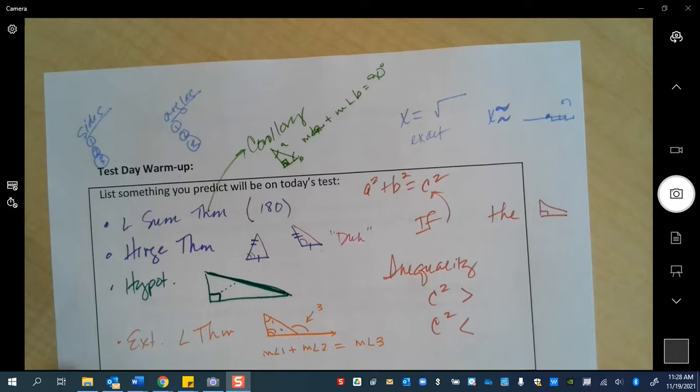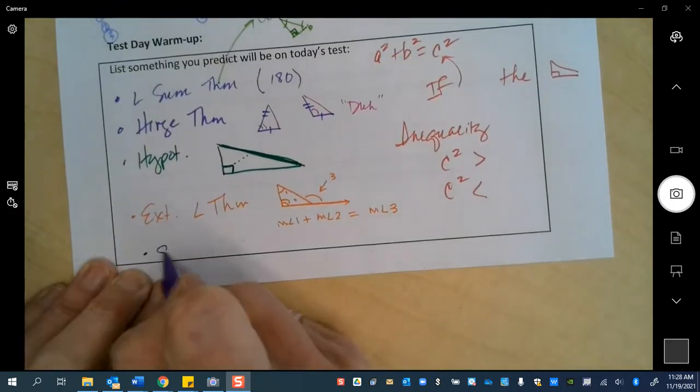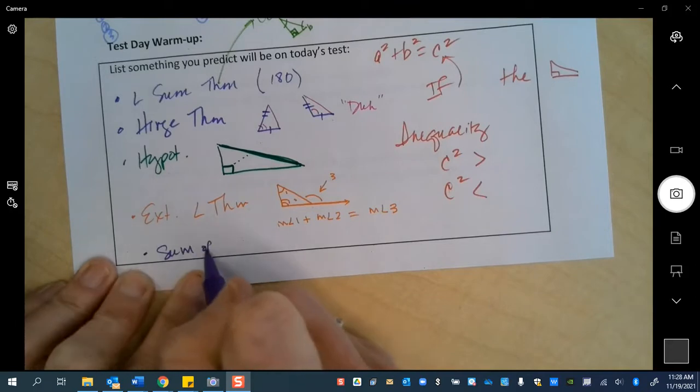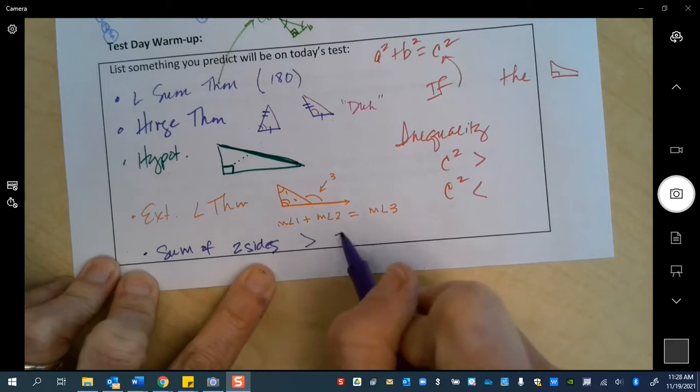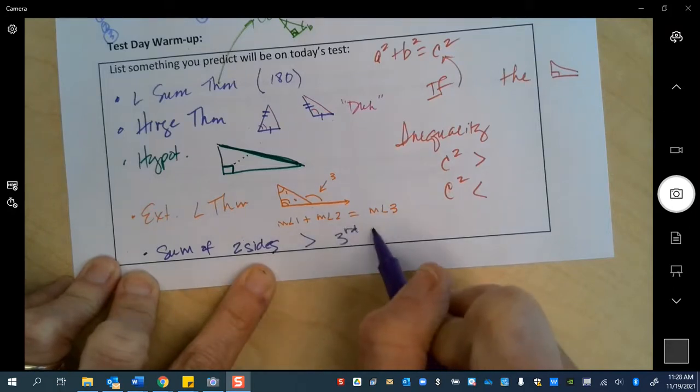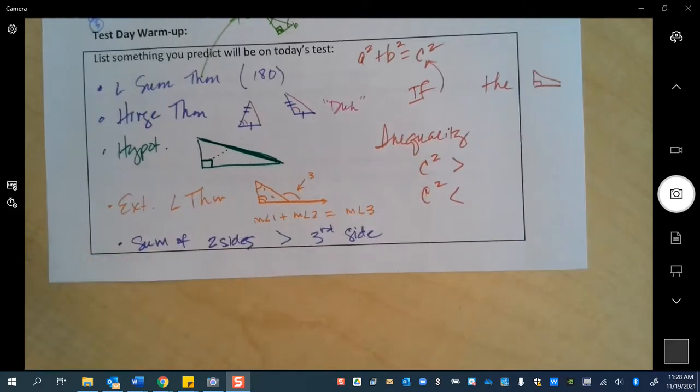Which brings in those inequality ideas. When we talk about, this is a big one, the sum of the two sides of a triangle has to be what? Bigger than our third side, always, right? Anything else you can think of that you need?